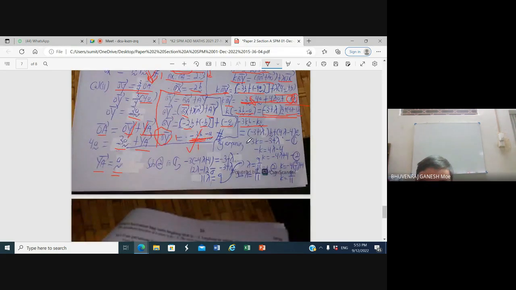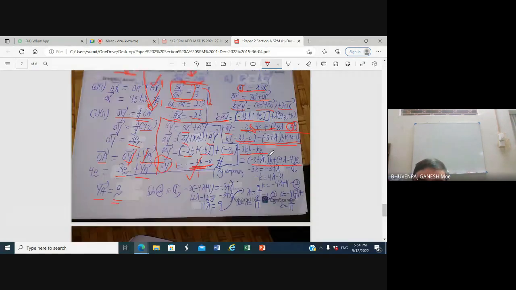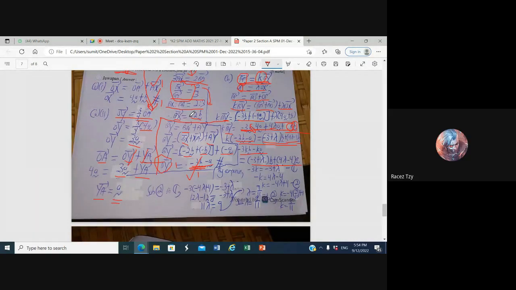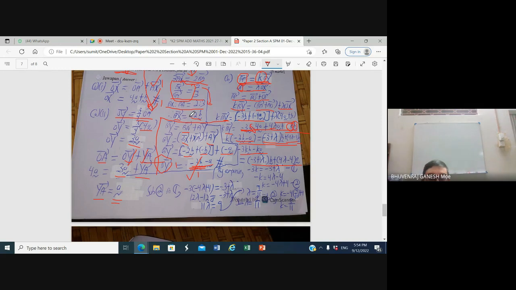So you see here, the A also I do the same: 4 lambda minus 4. So then you finally arrange it into an equation like this. After this part, how will you proceed? Make lambda the subject? No need, because I said compare, by comparison.